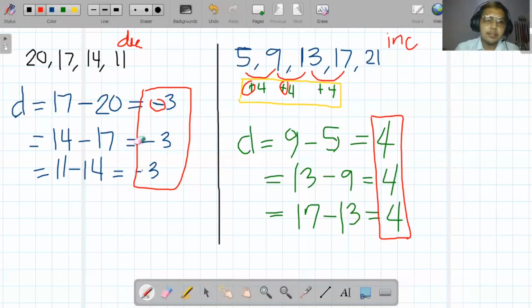Okay? Letter D, number 2, page 9. Given the value of D, write the next three terms of the sequence. I'm just going to give you an example. I'll erase everything here.